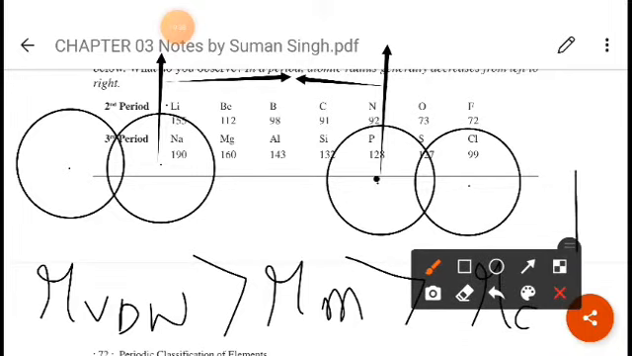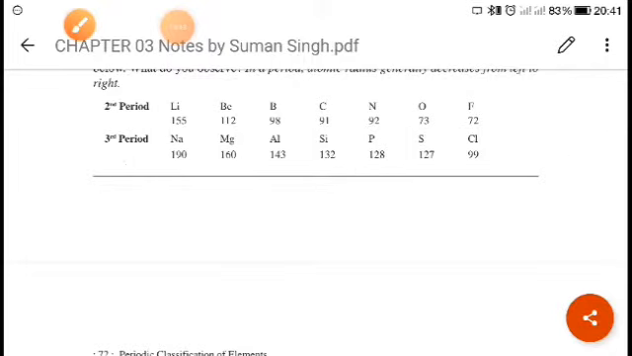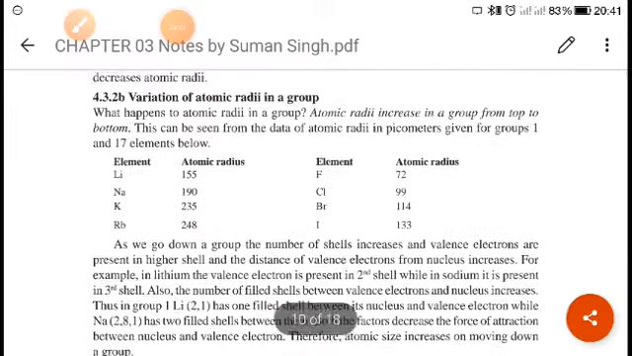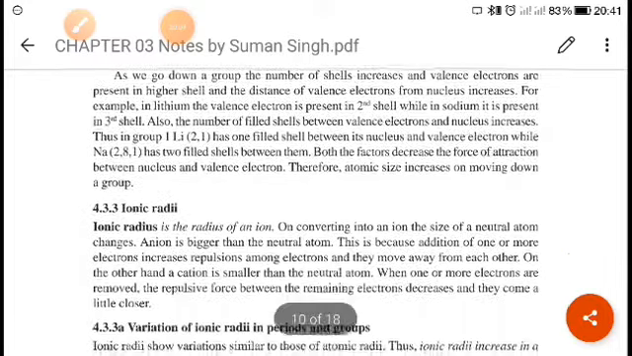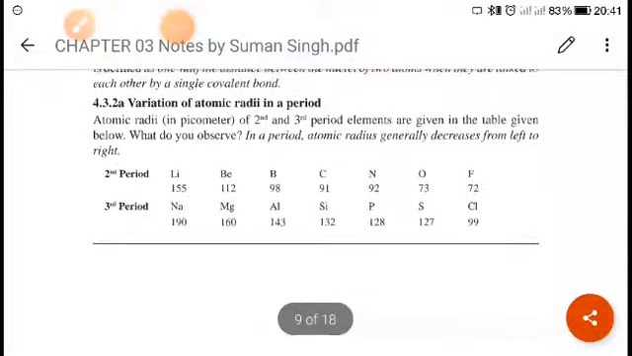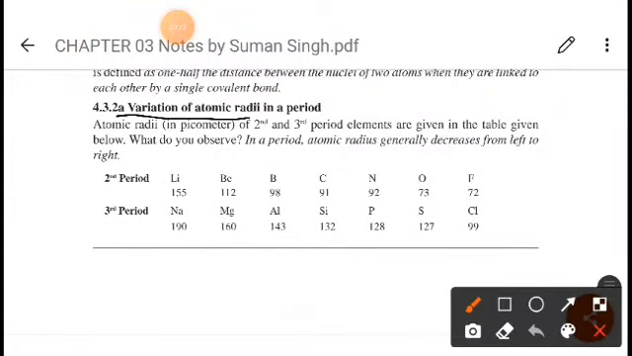Now, after discussing van der Waals radius, we will see how the atomic radius varies in the periodic table. First of all, we will see the variation of atomic radius in a period, as you can see here.